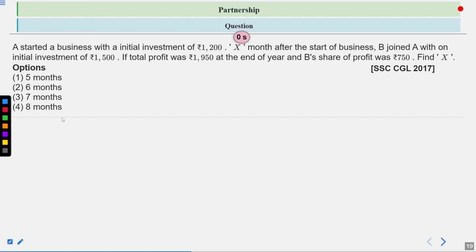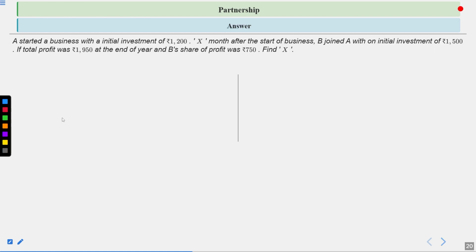Now time's up. Let's see the solution of this question. So the question says that A started a business with an initial investment of 1200 rupees, and X months after the start of business, B joined A with an initial investment of 1500. If the total profit was 1950 at the end of the year and B's share of the profit was 750, find the value of X. So we can easily calculate it. So the correct answer of this question is second, which is 6 months. Now see the detailed solution using concept 6.1 and 6.2 in this question.